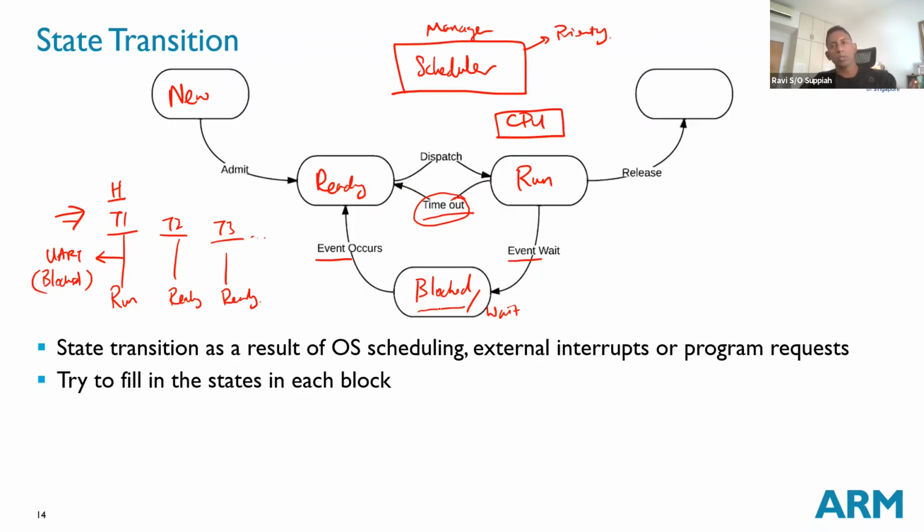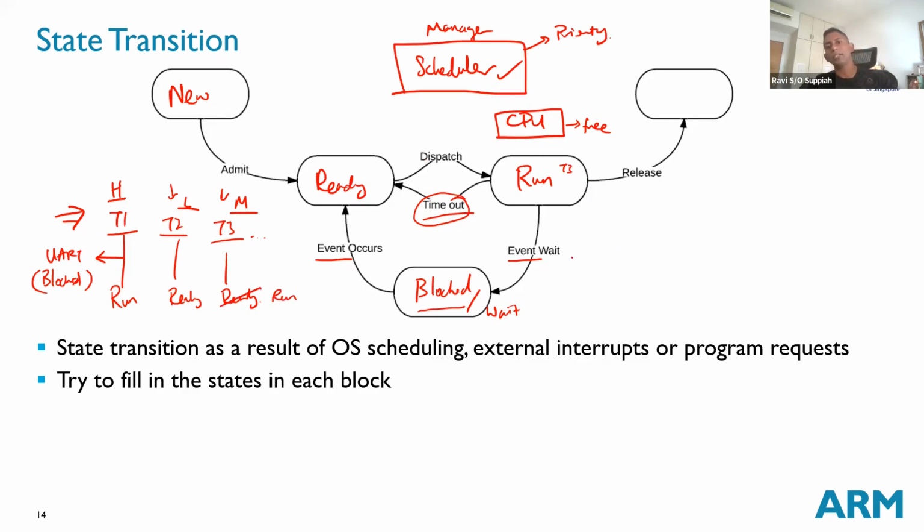When it goes to the block state, the CPU is now free because nobody else is using it. Then the scheduler will come in again and look at who else is in the queue. I have task 2 and task 3. Let's assume task 3 is the medium priority task and task 2 is the low priority. So the scheduler will dispatch task 3, and task 3 will now transition to the run state.